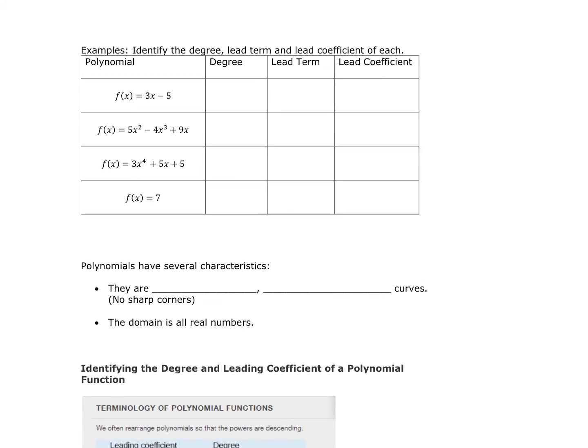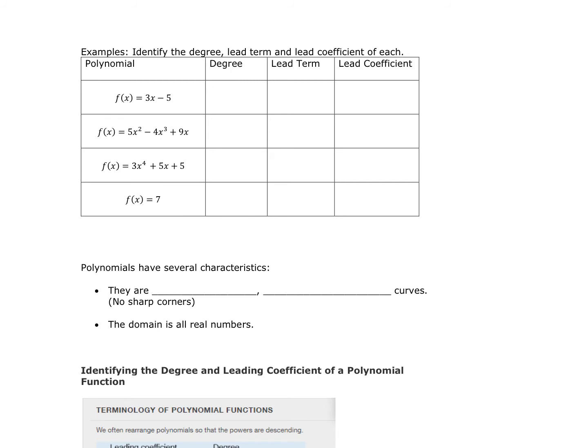So let's take a look at some of these examples here and see if we can identify the degree, the leading term, and the lead coefficient. I'm always going to start here with the lead term because that tells us both of the other two. But do remember that these have to be in descending order. So this one here, we have x to the first as our only power. So our leading term is 3x. The degree is 1, and the lead coefficient is positive 3, because the important part is its sign.